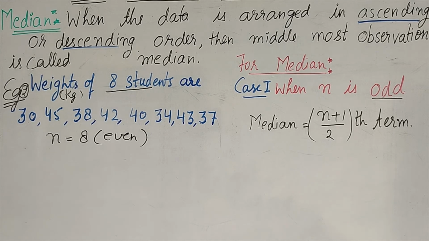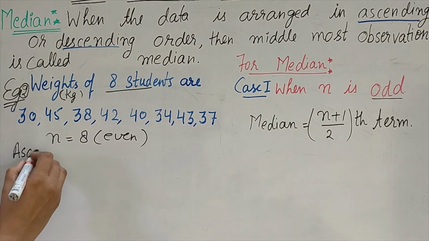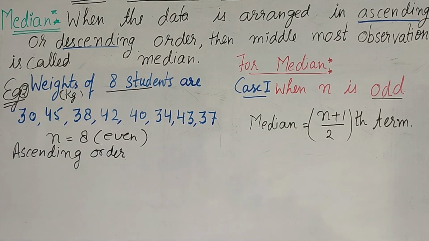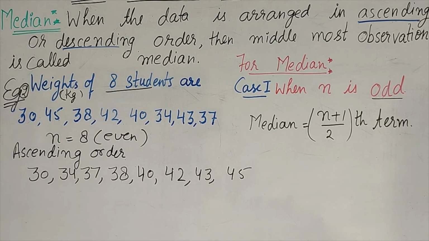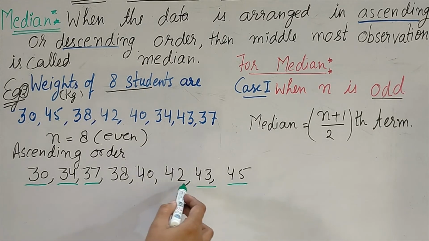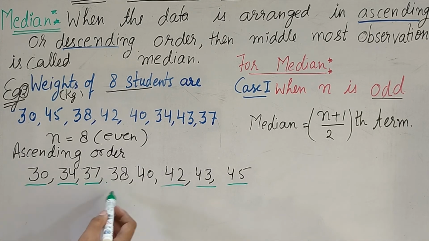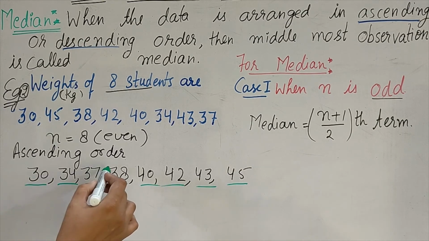You can arrange in descending order also. We are writing it in ascending order. First write the smallest one. So these are now in ascending order and we want to find the middle term. So how will we approach the middle term? Let's leave 3 terms from the left side and 3 terms from the right side also. So we are getting 2 terms here, 38 and 40. And if we leave them also, then nothing will be left with us. So we have to consider these 2 terms.